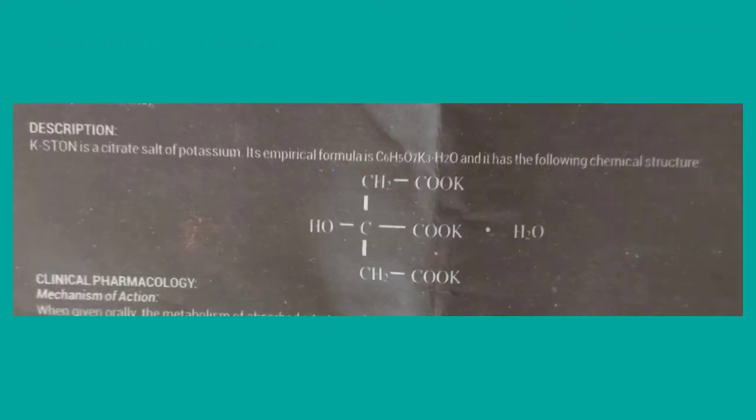Let's talk about the structure of potassium citrate. So here is the structure in this picture. K-STON is the citrate salt of potassium and its empirical formula is given as C6H5O7K3H2O, and it has the following chemical structure as you can see in that picture.